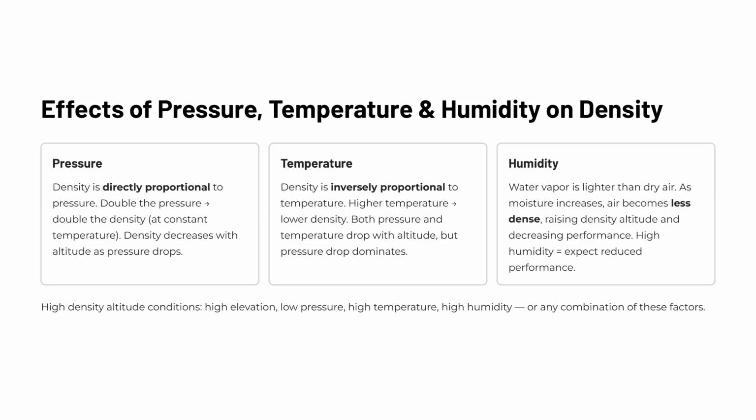The key takeaway is this. High-density altitude conditions occur when you have high elevation, low pressure, high temperature, high humidity, or any combination of these factors. When multiple conditions stack together, performance degradation compounds. Always evaluate all three variables together before flight, not just one in isolation.